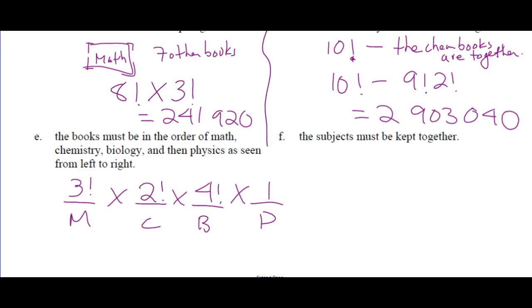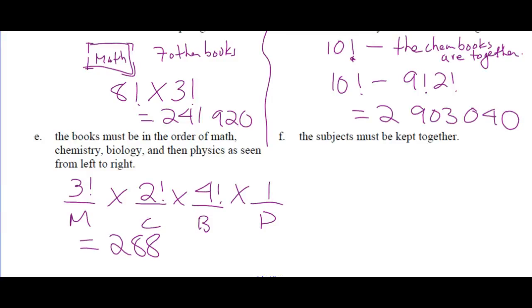So it's 3 factorial times 2 factorial times 4 factorial times 1. Right? So we've got the math, but there's 6 ways to arrange those. For each of those 6 arrangements, there's 2 ways of doing the chem, and for each of those, there's 24 ways. So it's 6 times 2, which is 12, times 24, which is like 240 and another 48. Is that 288 again? 288. Number keeps coming up.